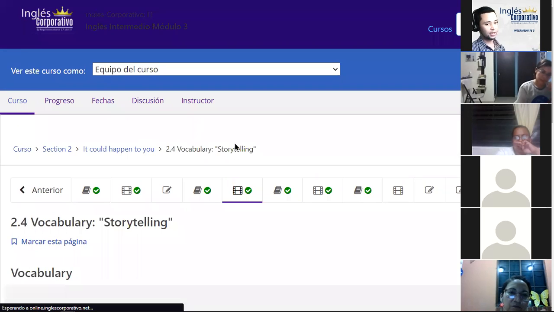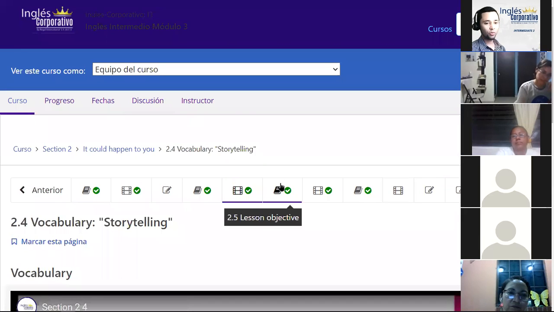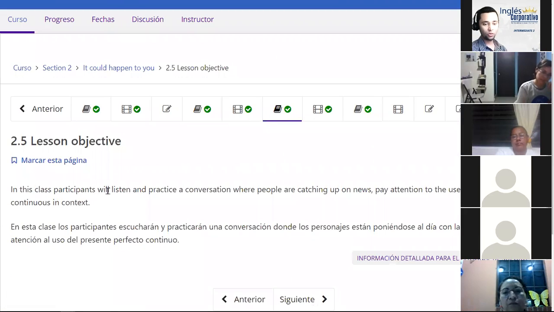Y hasta ahí. Ok, tomorrow we're going to do this. Tomorrow we're going to listen and practice a conversation where people are catching up on news. Pay attention on the use of present perfect continuous in context. Así que mañana comenzamos un tema gramatical nuevo. Estemos ahí muy atentos. Les voy a pasar un videito que me encontré por ahí, en que les ayuda a practicar la forma en pasado y past participle de los verbos irregulares, ¿verdad? Es como una canción, no tienen que cantarla necesariamente, pero con escucharla creo que se nos va quedando mejor.